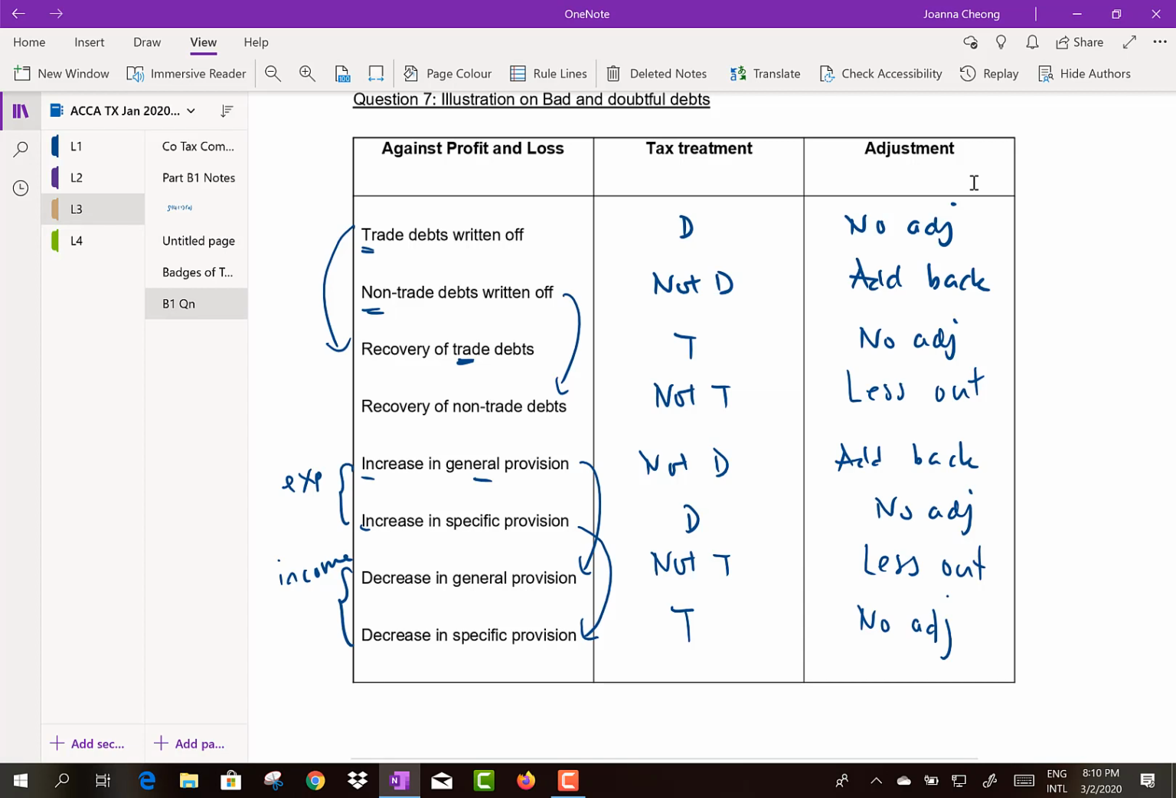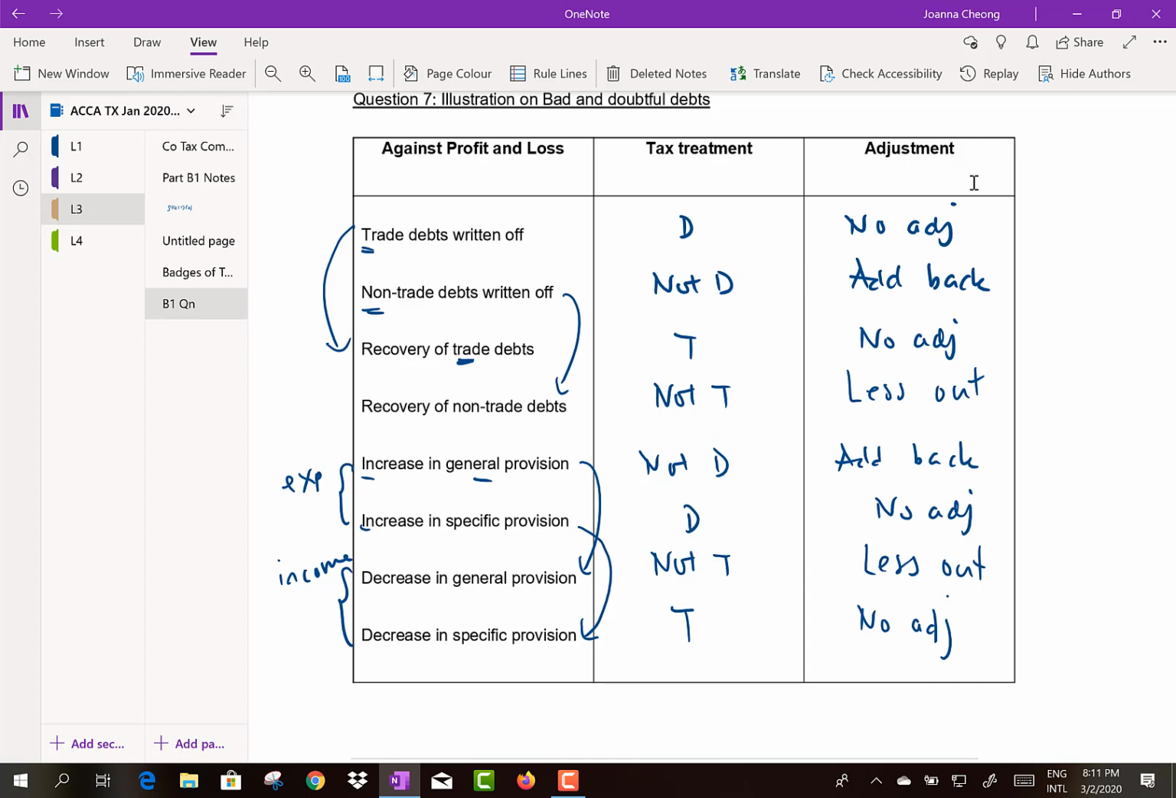Instead, you will do impairment testing. Okay, right? So if you do impairment, you will either end up having an impairment loss, or it will be a reversal of impairment. If it's an impairment loss, you will charge the P&L, right? The next question is whether it is deductible or not. Impairment loss, is it deductible or not?